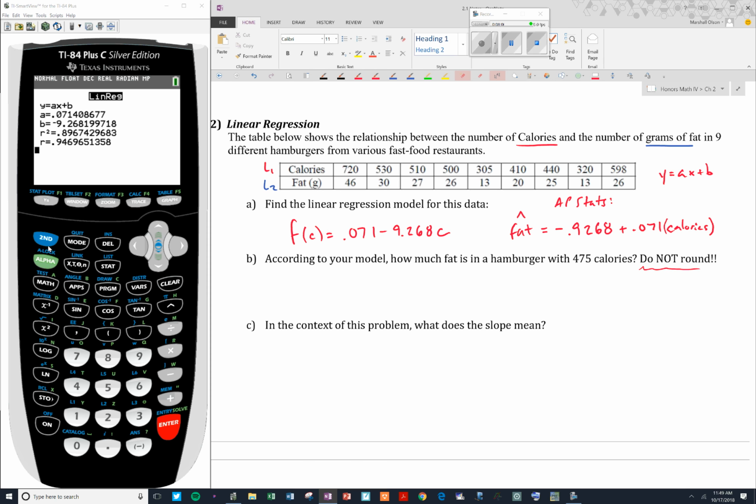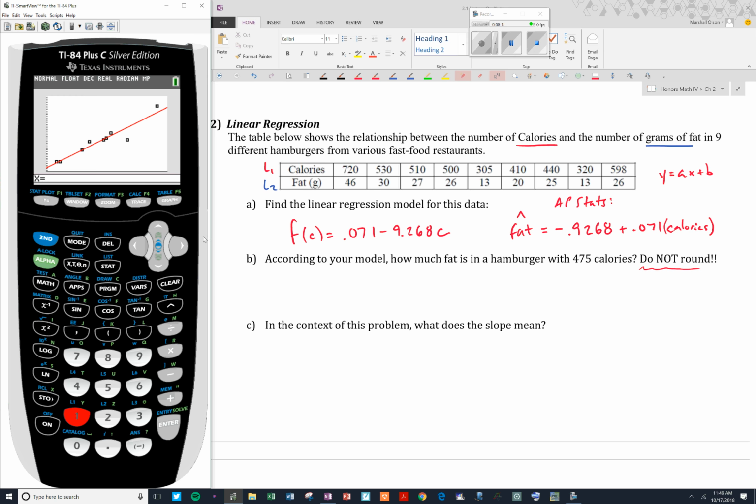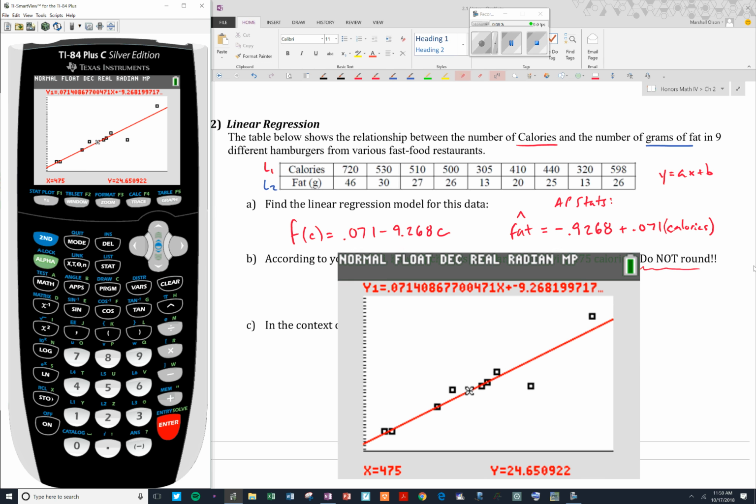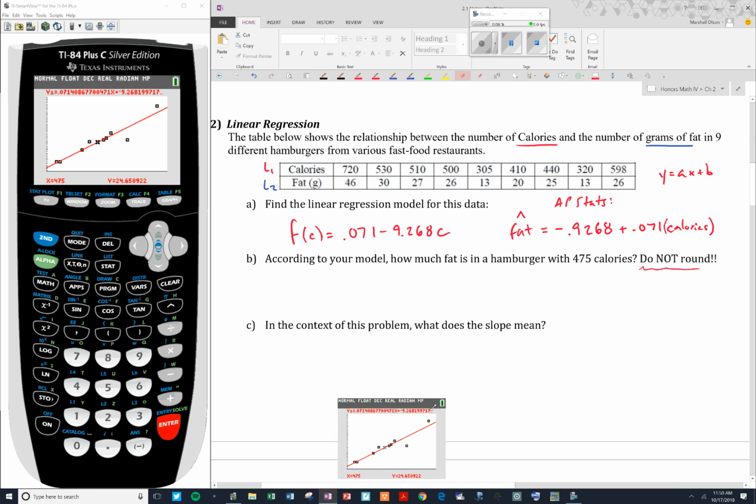So to do that, I'm going to quit out of here. We could actually go back to the graph, and we could do second calculate. I'll show you that here in a second, once that's done graphing. Second trace goes up to the calculate menu on the graph, and do a value, number 1. And we want to find the amount of fat in a hamburger that has 475 calories. So I'm going to find the value of 475. There you go. 24.651. So that's one way that you could do this, is on the graph.